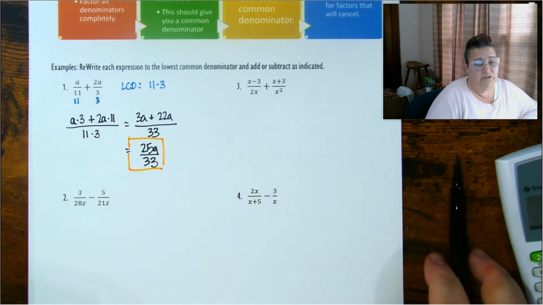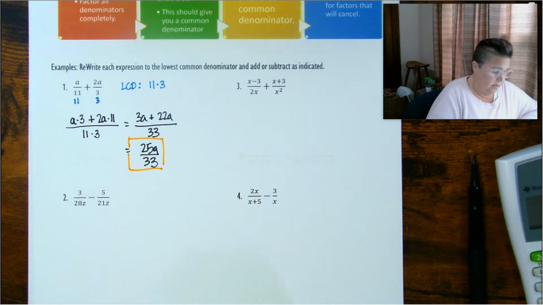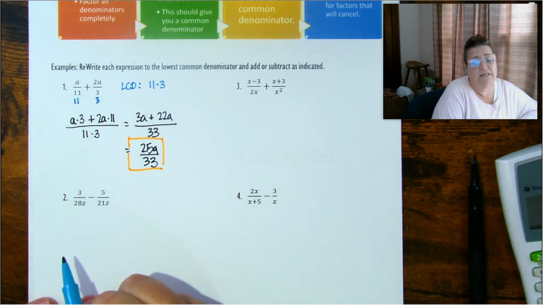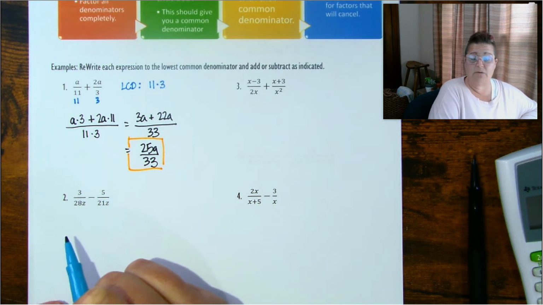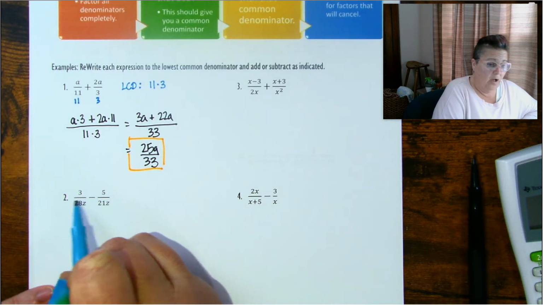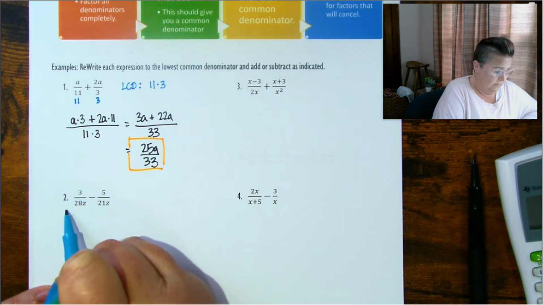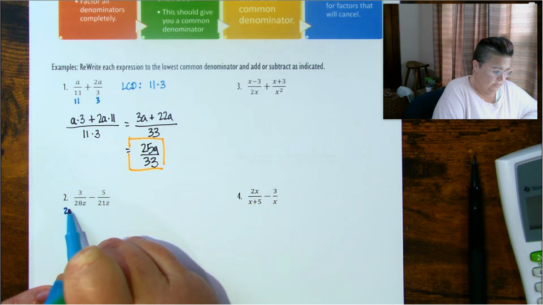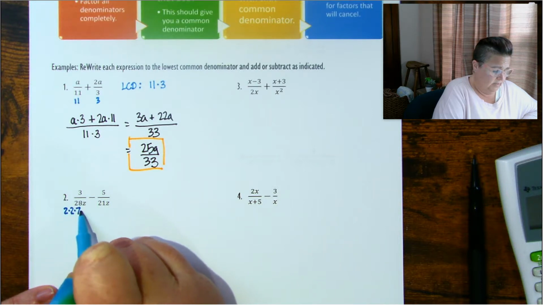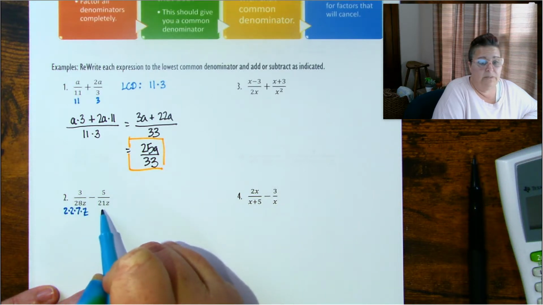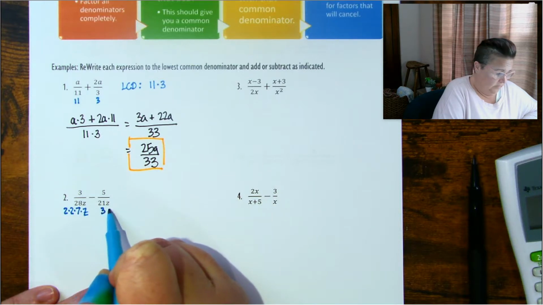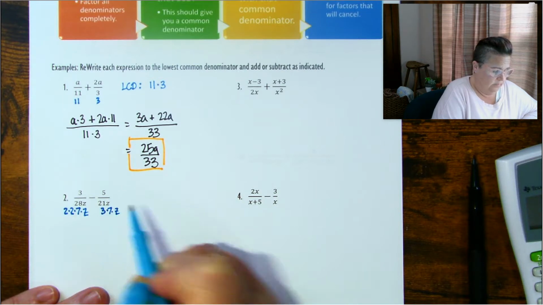If we look at problem number 2, we have two terms. We've got 3 over 28z minus 5 over 21z. So I want to look at all the factors for 28z. 28 is 2 times 2 times 7 times z. 21 would be 3 times 7 times z.